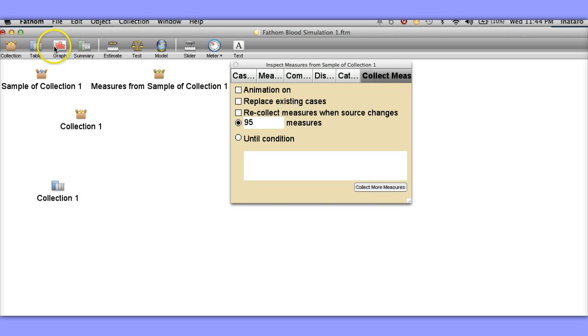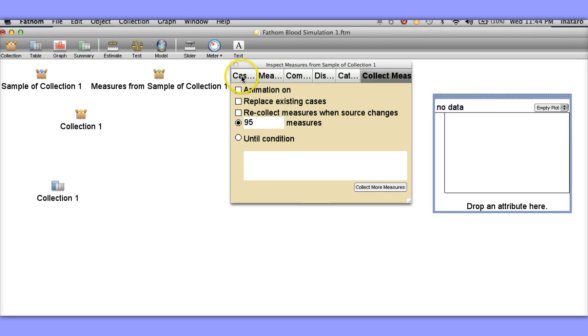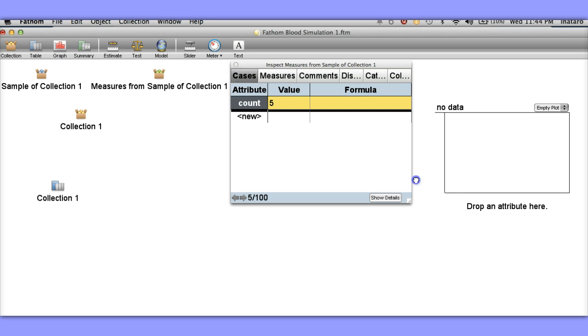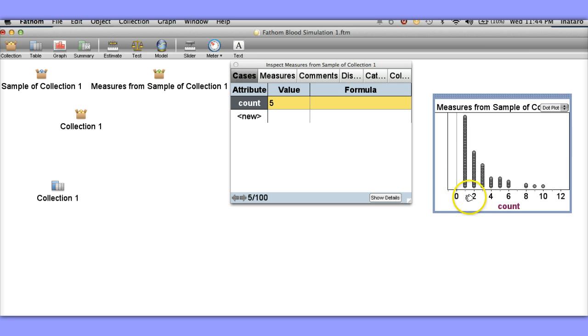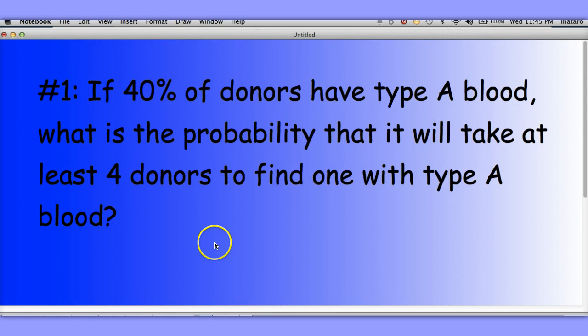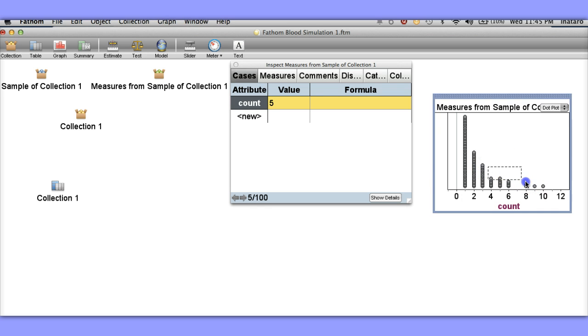And now let's get a graph of these results. I'll go back over here to cases, drag count to the horizontal axis. And we can see that the most common thing that happens is that we find that person with type A blood on the very first donor. But the question asks, what is the probability it will take at least 4 donors? So that means I'm looking at 4 or more.